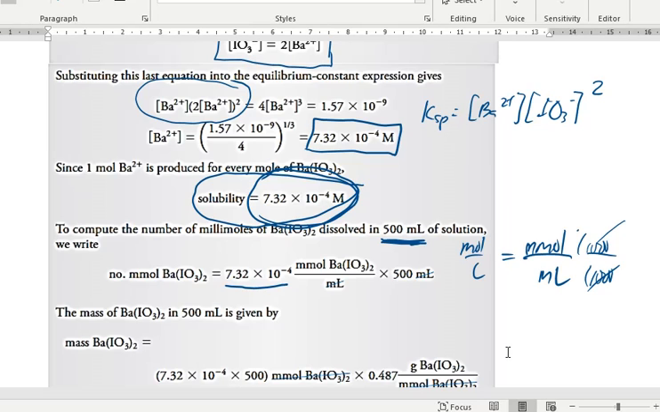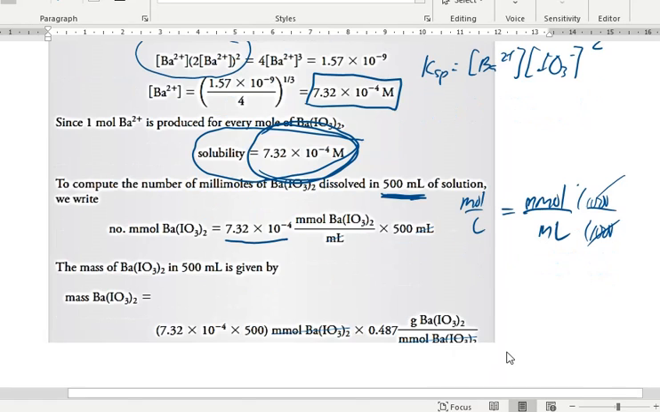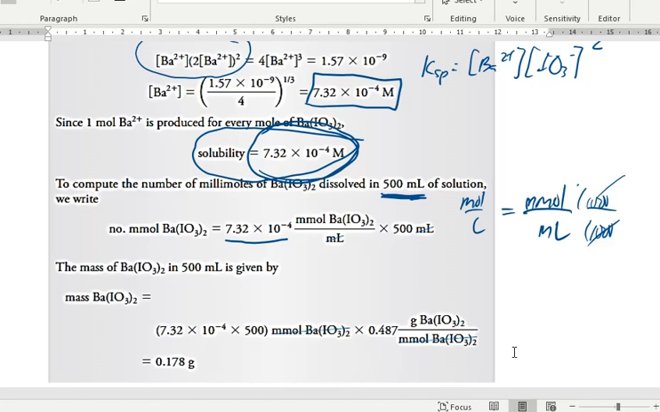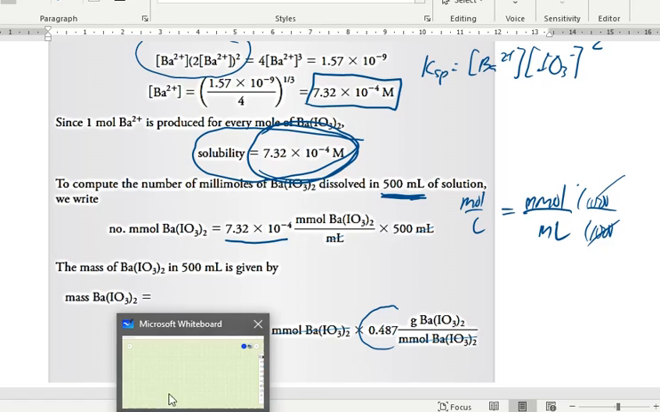Now you can compute here the moles of barium, and you're given the molar mass of barium, which is 487 grams. Okay, this one. So the mass of barium iodate dissolved in the 500 mL solution is 0.178 grams. If you have any clarifications, just tell me so I can make another example.